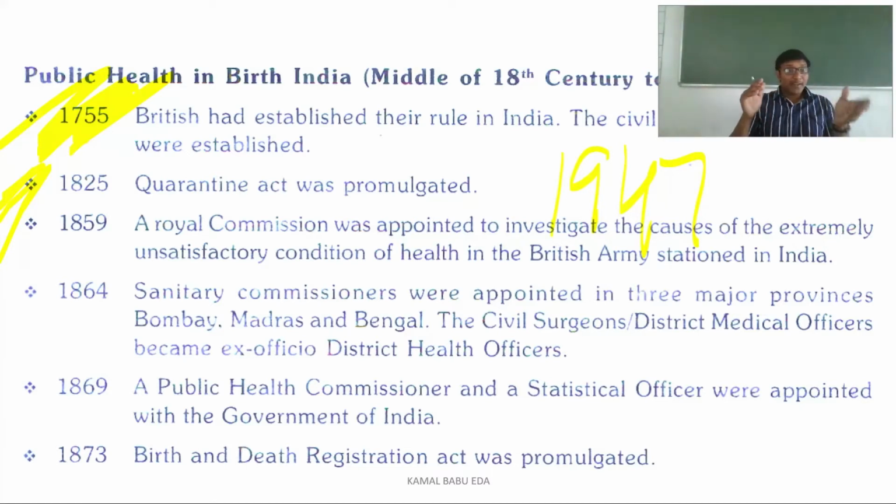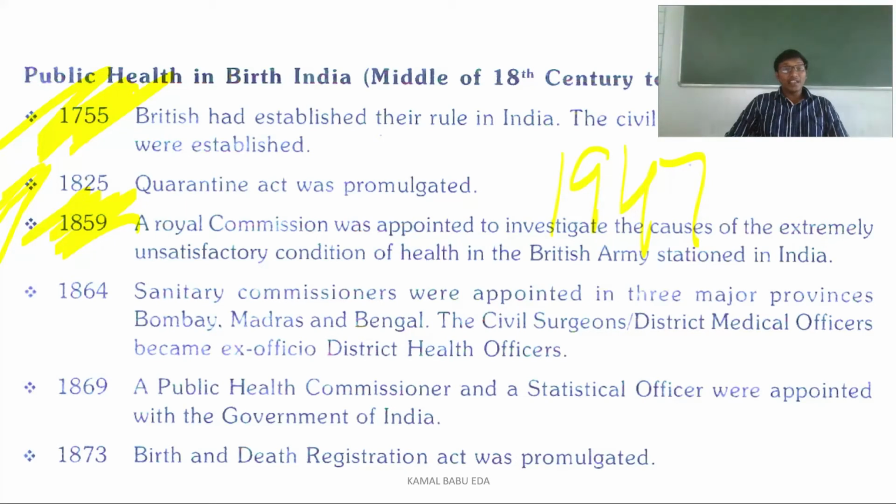So during this period, in the year 1859, what happened? There were a lot of health issues for the people who came from Britain and were working in India. They experienced a lot of unsatisfactory conditions related to health. So in order to investigate the cause, they set up a commission called the Royal Commission, in the year 1859.